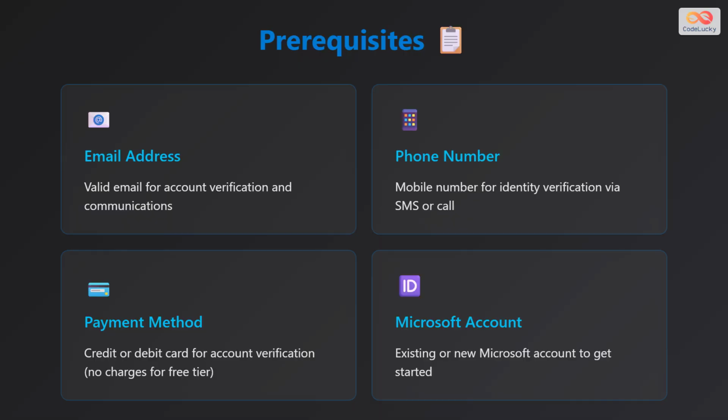Before creating your Azure account, let's review what you'll need to get started. First, you'll need a valid email address for account verification and receiving important communications from Azure. Second, a mobile phone number is required for identity verification through either SMS or voice call. Third, you'll need a credit or debit card for account verification purposes. Don't worry though, if you're using the free tier, your card won't be charged. Finally, you'll need either an existing Microsoft account or you can create a new one during the sign-up process. Having these items ready will make your registration smooth and quick.